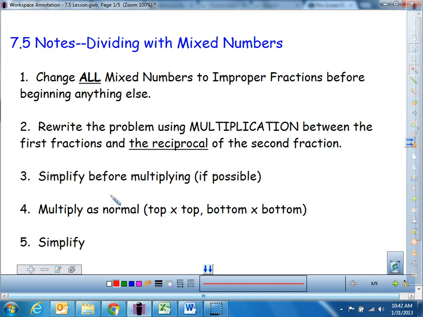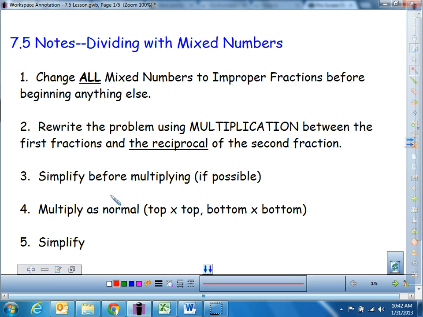Then we multiplied fractions times fractions. Again, top times top, bottom times bottom. And then when we had mixed numbers when we were multiplying, the first thing we had to do was change any mixed numbers to an improper fraction. That way we could still do top times top, bottom times bottom.